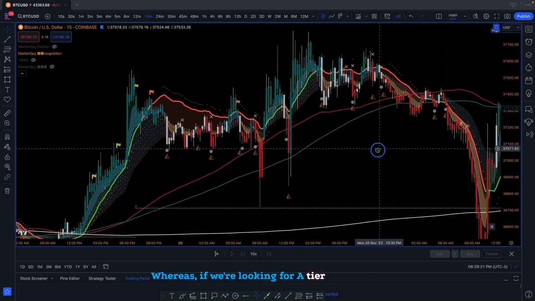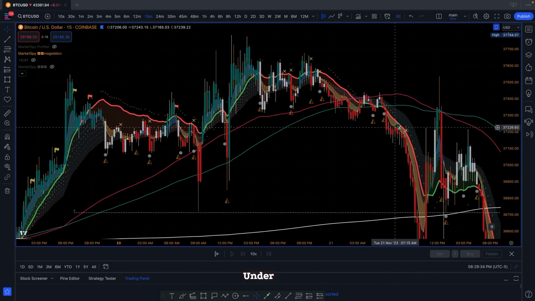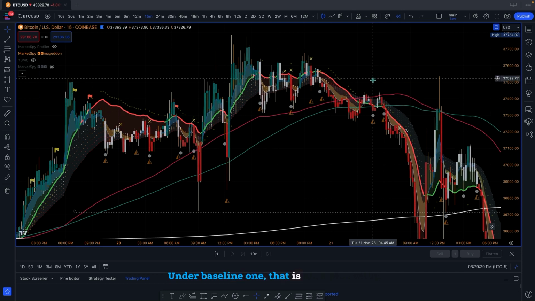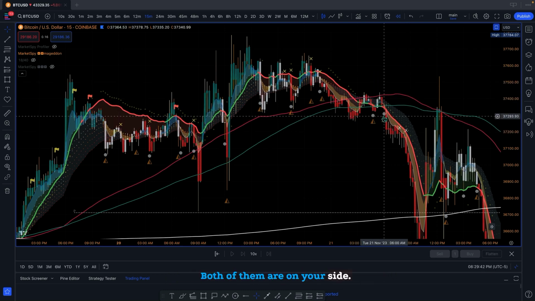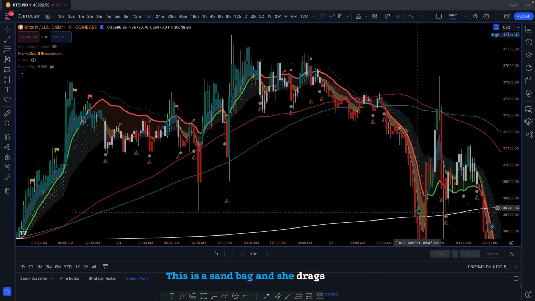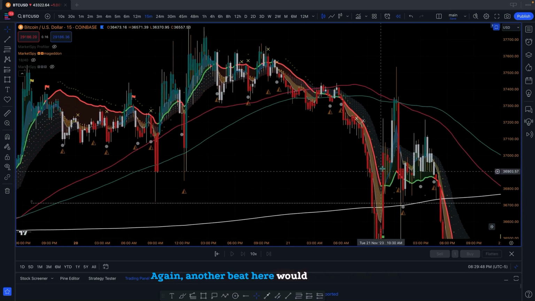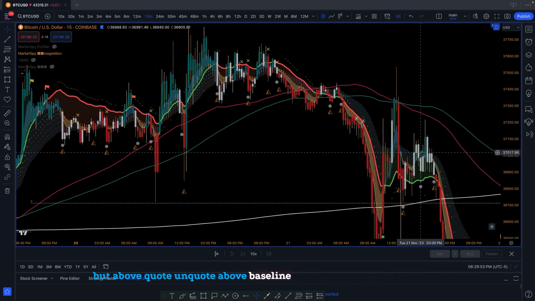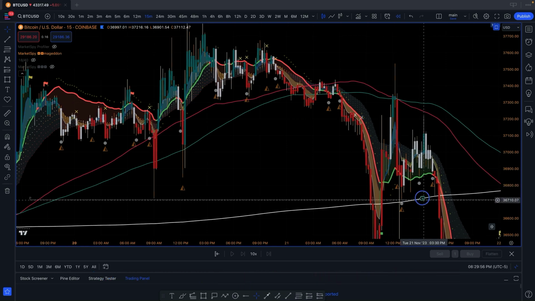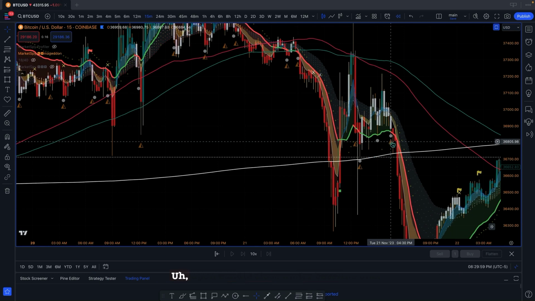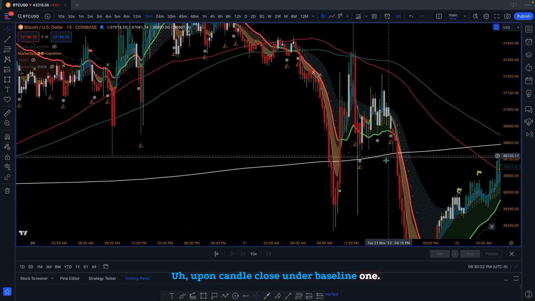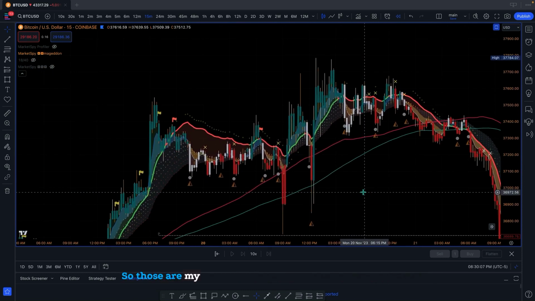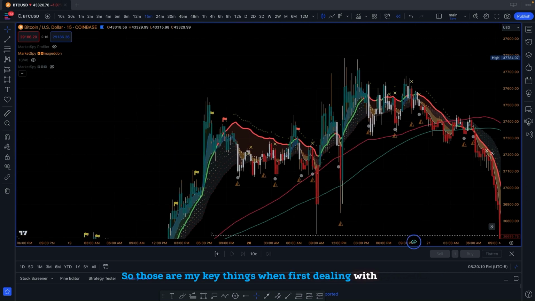Whereas if we're looking for A tier setups, we are under EQ3, under baseline 1. That is an A+ setup. Both of them are on your side. This is a sandbag, and she drags price down. Again, another B tier would be here, under EQ3, but above, quote unquote, above baseline 1, and you get a little reaction. Again, here, under EQ3, upon candle close, under baseline 1, pulls price down. So those are my key things when first dealing with pyramids.